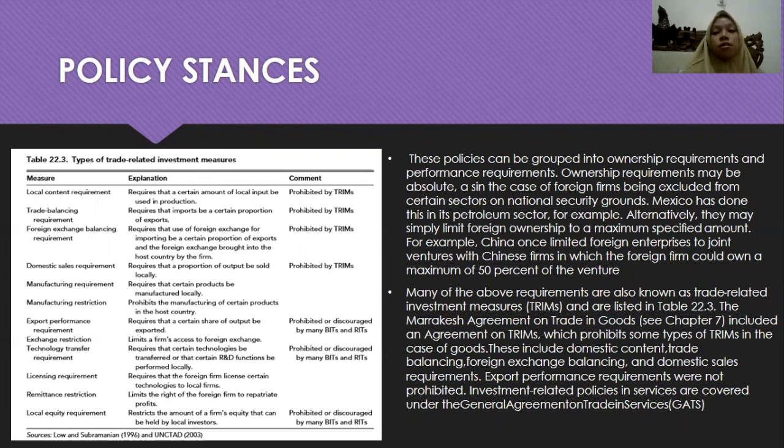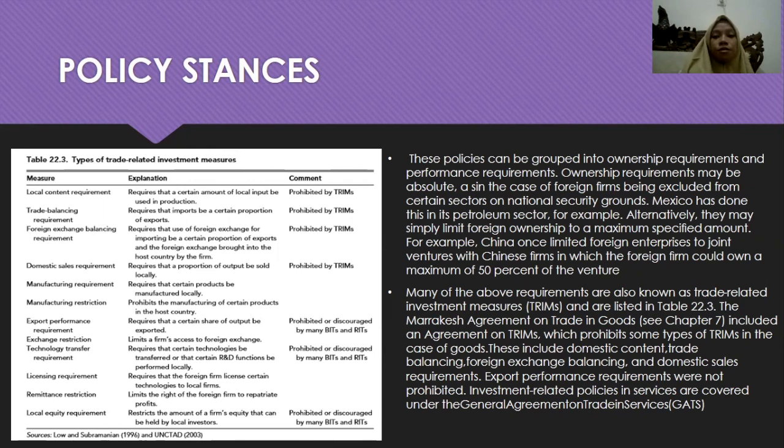Alternatively, they may simply limit foreign ownership to a maximum specified amount. For example, China once limited foreign enterprises to joint ventures with Chinese firms, in which the foreign firms could own a maximum of 50% of the venture. Many of the above requirements are also known as trade-related investment measures, and are listed in this table.